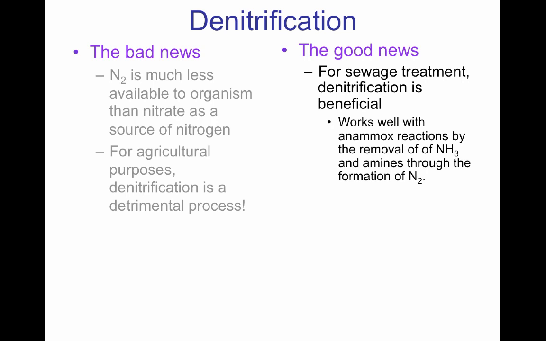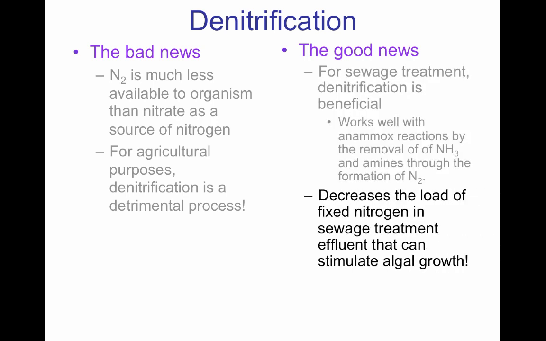So the denitrification reactions, together with the Anammox reactions that we learned, are going to be able to remove ammonia, amines, and nitrate from the sewage treatment water and release it to the environment in the form of nitrogen gas, therefore reducing the possibility of producing algal blooms in the water treatment. So that is going to bring down the load of nitrogen in the water that can stimulate algal cell growth.